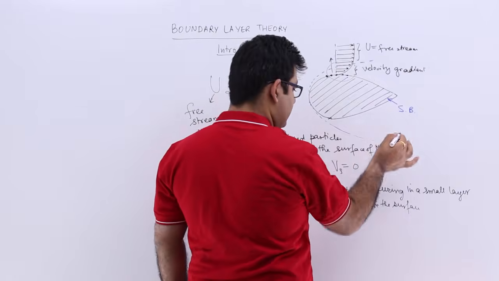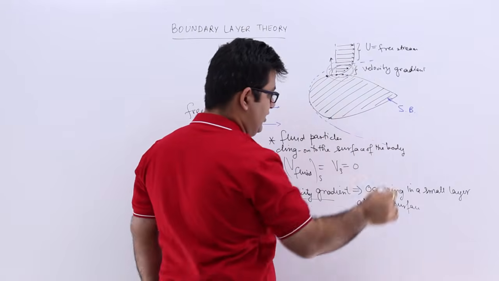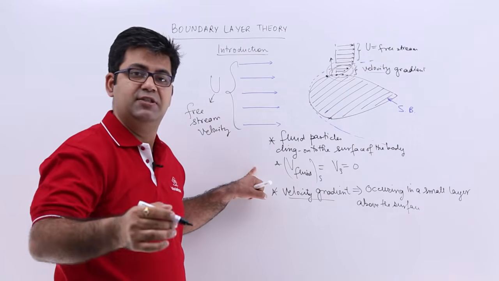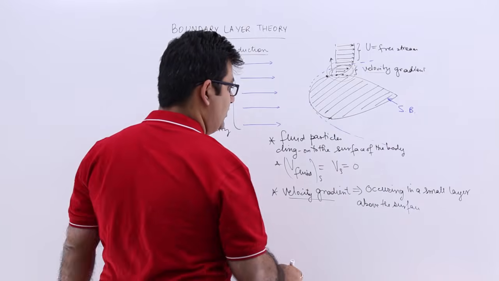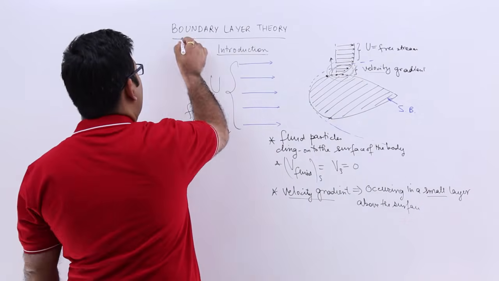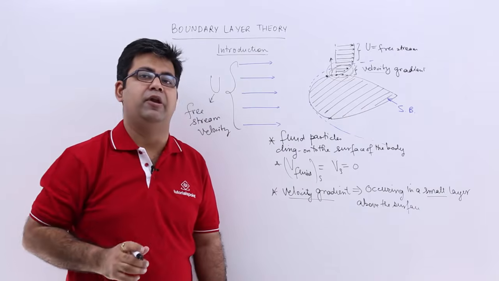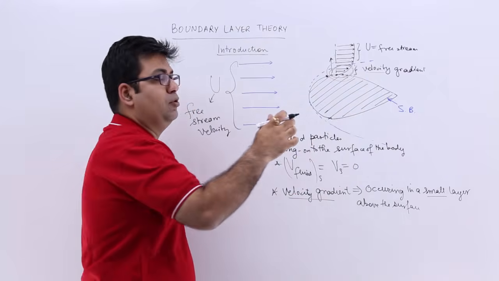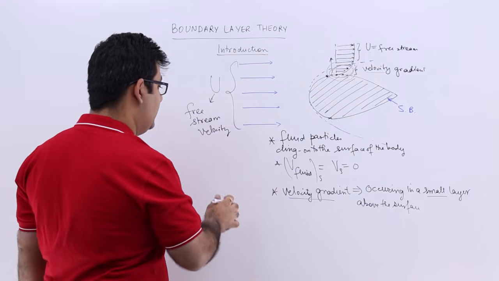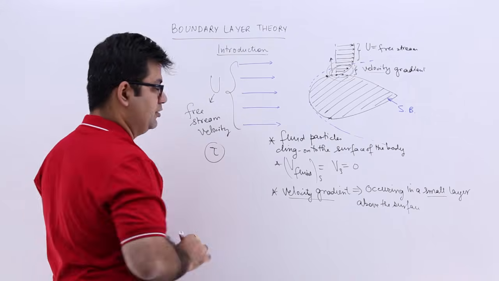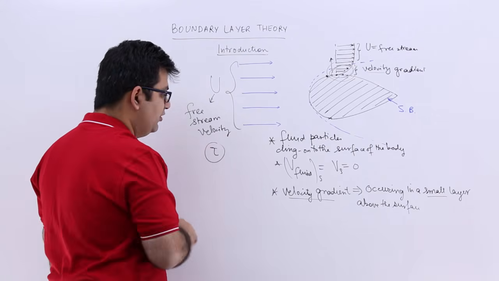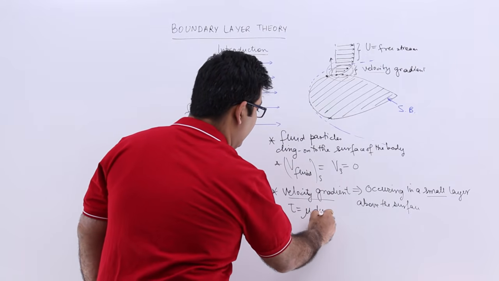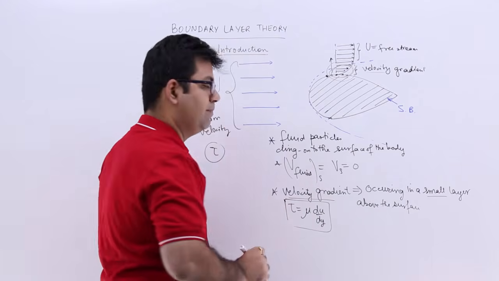This region in which the velocity gradient is occurring, that is, the velocity is varying with respect to the distance from the surface of the body, this small layer is called the boundary layer because it is very close to the boundary. Because there is velocity variation with distance in this boundary layer, there will be production of shear stress. The shear stress in the boundary layer would be given by mu du by dy.